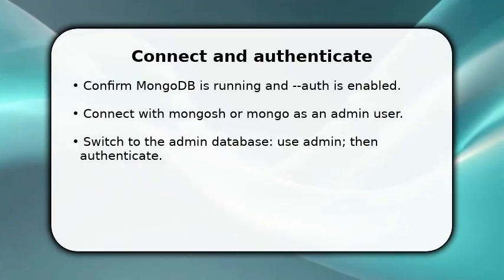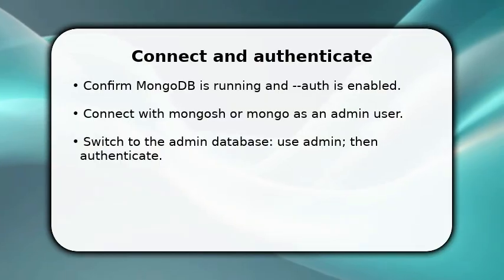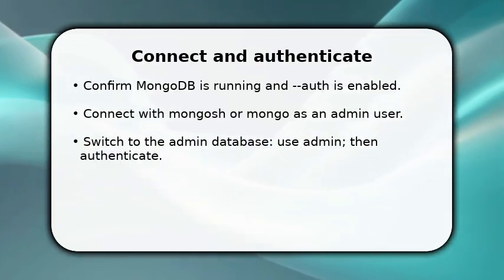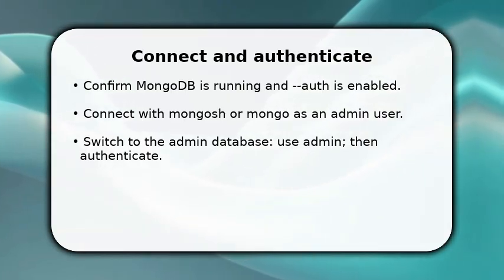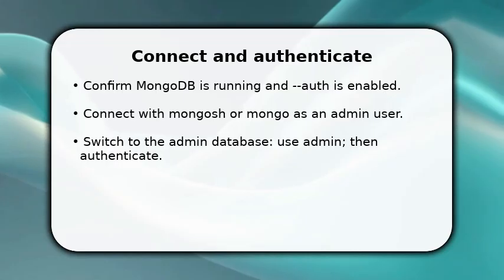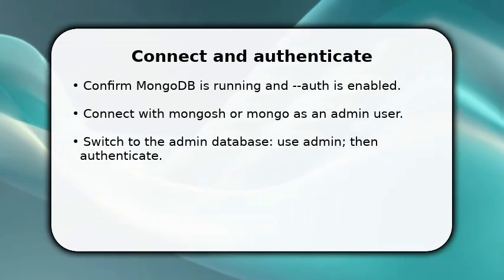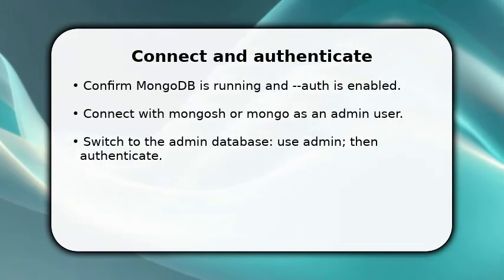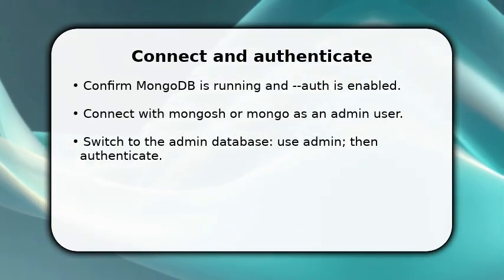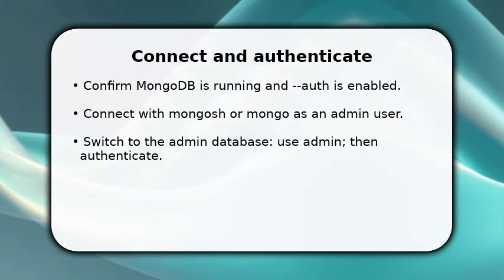You start by connecting as an administrative user so you can change credentials. Open Mongosh or the Mongo shell and connect to your server address, then switch to the admin database with use admin. Authenticate now using db.auth, admin user, current password, or by starting Mongosh with username and password. Once authenticated, you have the privileges to modify users.